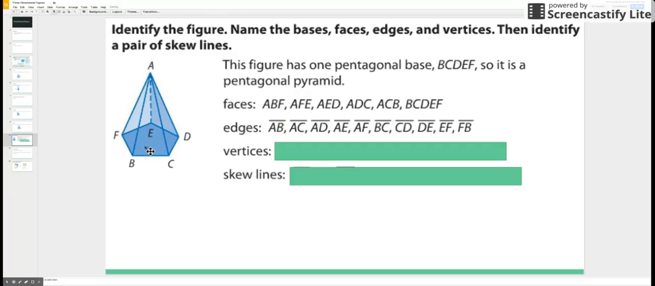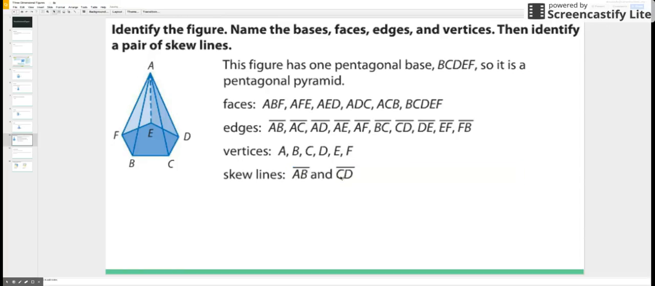Your edges are the straight lines. So like AB, AC, AD, AF, FE, ED, DC, BC, FB. Those are your edges. Your vertices are your corners. So A, F, B, E, C, D. And then your skew lines are lines that don't intersect. So AB doesn't intersect with CD.